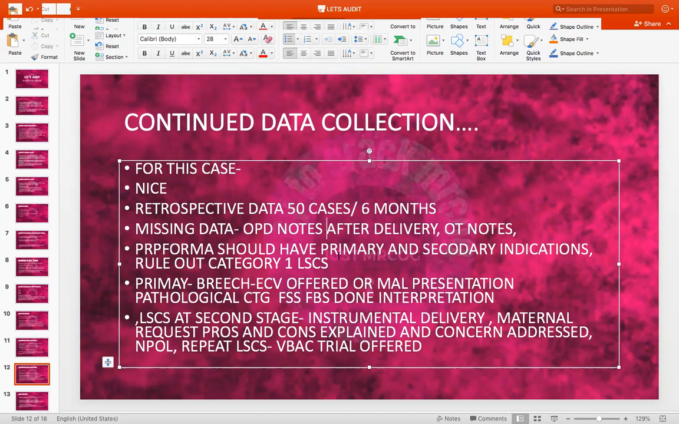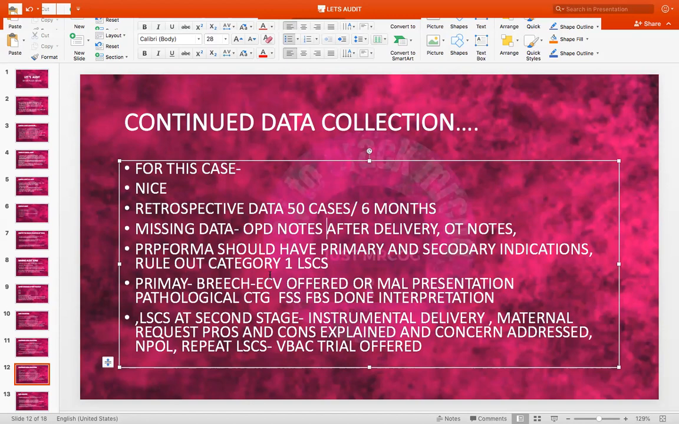Then the performer should have primary and secondary indication. This only I'm talking about. If you get this cesarean, then how are you going to explain? Now we'll talk about the pilot performer. How will you make the pilot performer for a cesarean section? We will divide it in two: the primary indication and the secondary indication, that is, whether the cesarean was done for primary indication or secondary indication, or for the secondary you can say repeat.